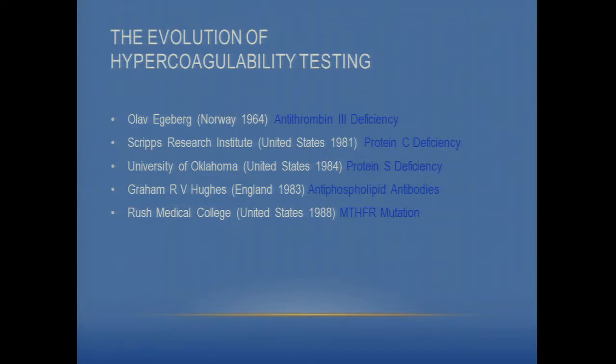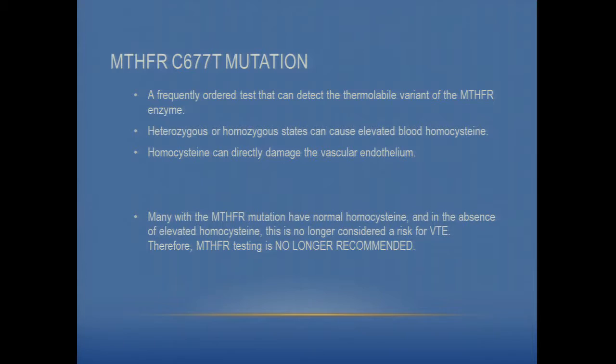In the United States, in 1988, there was a publication that linked the MTHFR mutation to the risk for myocardial infarction and atherosclerosis and stroke. The MTHFR mutation, or methylene tetrahydrofolate reductase mutation, refers specifically to a point mutation called C677T. It is a mutation that results in a thermolabile variant of MTHFR, which simply means that under normal conditions in the body, there is less MTHFR available than normal.